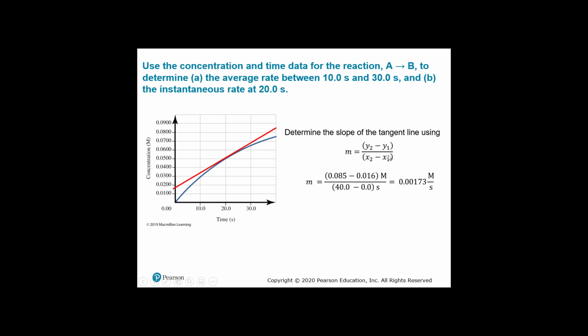So this is where the 40 seconds, it's x2 minus x1. And for y, we're looking at this way now. So we have a concentration here and a concentration here. We set them up and subtract them and take care of this. And this is giving us our instantaneous rate. This is the rate at that time of 20 seconds.